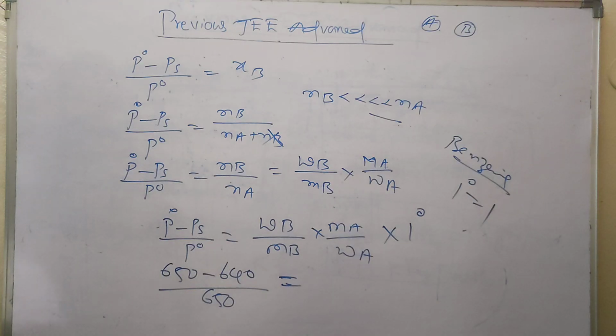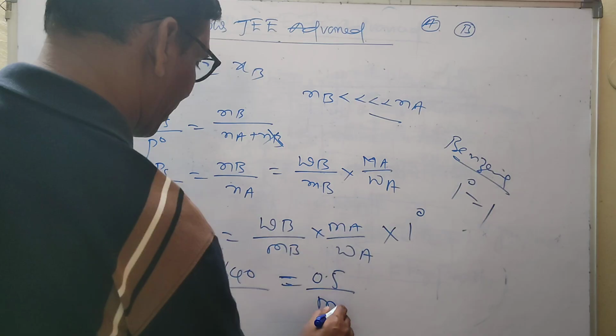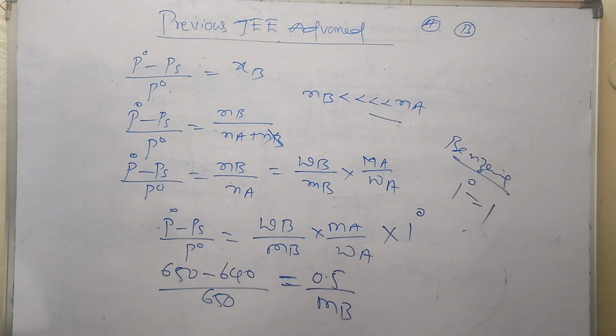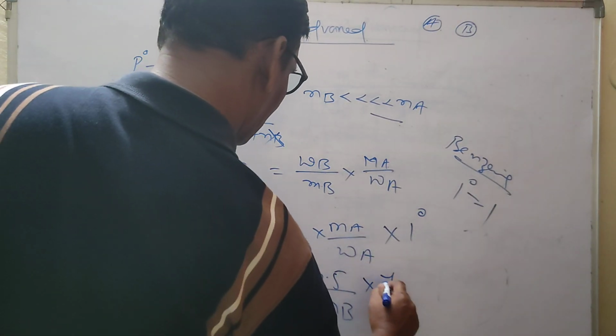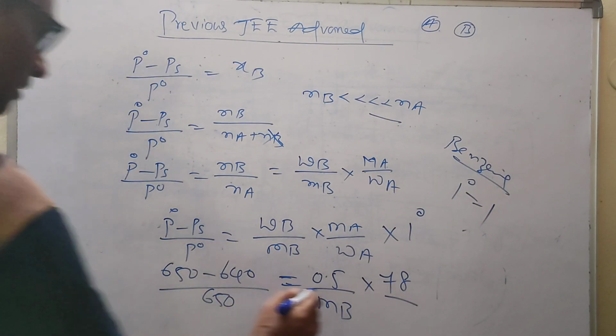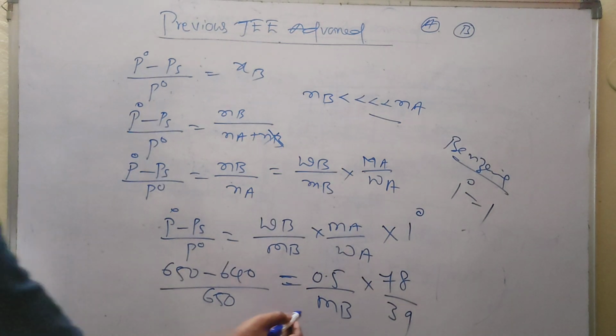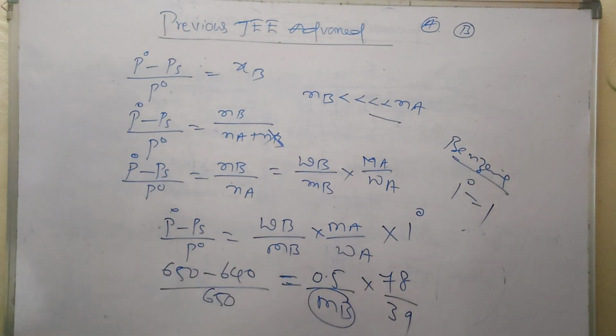So anyhow, if I am taking WB, what is the WB value? See the problem, all of you, 0.5. This is MB. We don't know now the molecular weight of that particular non-volatile solute. What is the other one? Benzene. Benzene molecular weight is how much here? C6H6, 78. Divided by, what is the weight here? 39 grams. So this is the procedure to calculate the molecular weight of this solute.